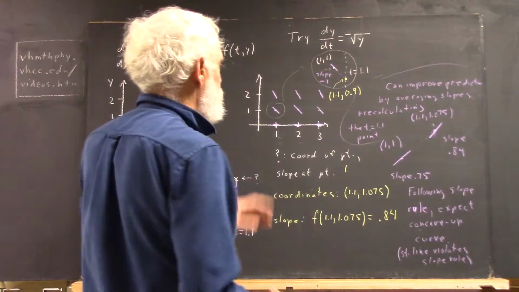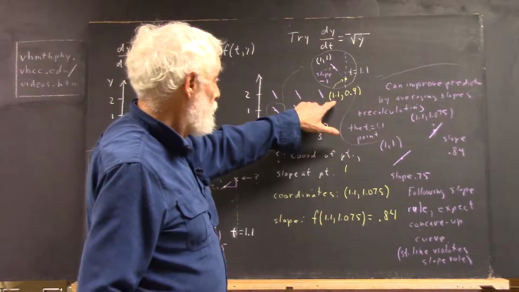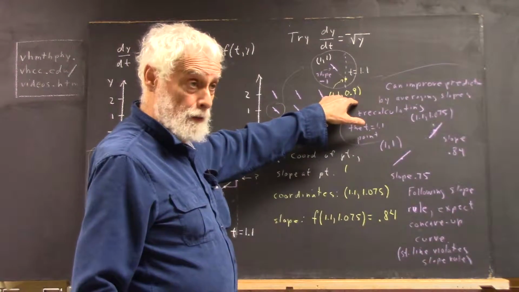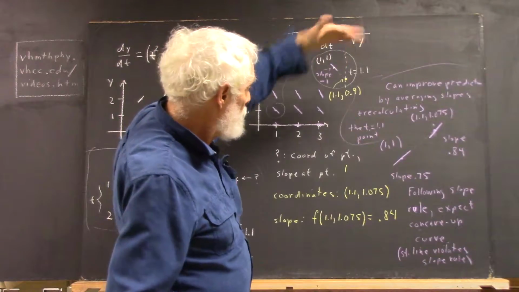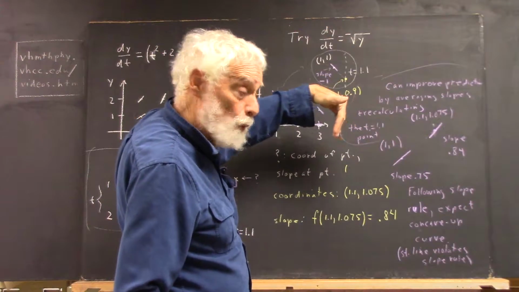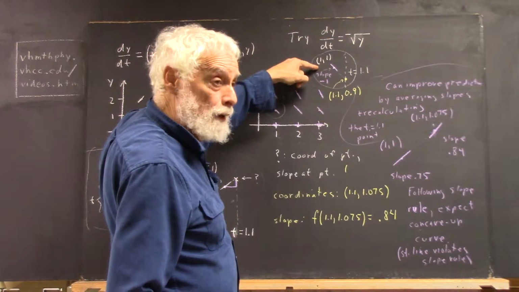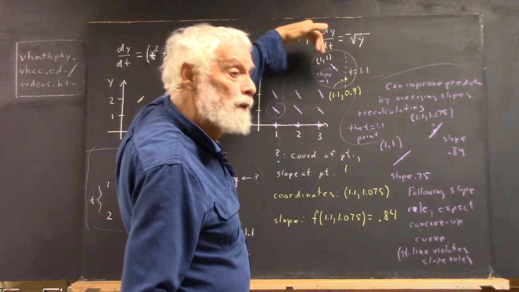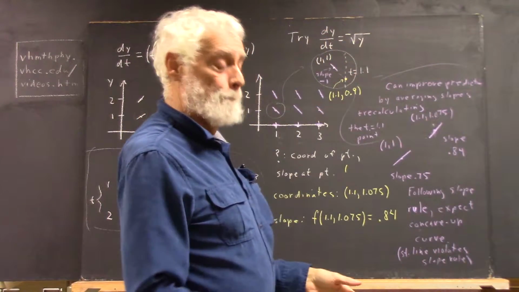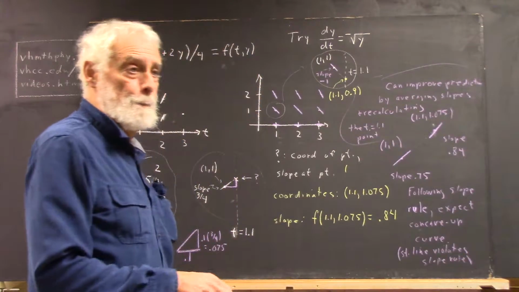Okay, the prediction is very easy. I think everybody understands. We get 1.1, 0.9 here. Our slope is -1. We go over 0.1 unit, so we're going to have to go down 0.1 unit, which will take us from t equals 1 to 1.1, and y from 1 to 0.9. Now, how accurate is that?